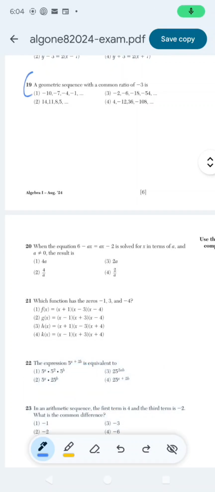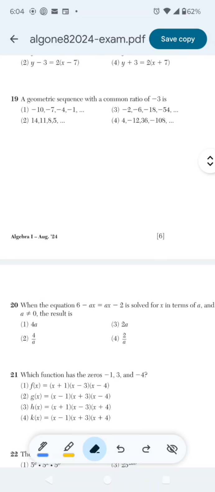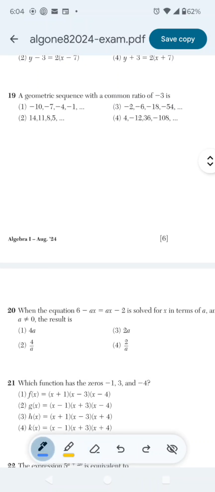Okay, so let's look at question number 19. It says a geometric sequence, geometric is your keyword, with a common ratio of -3. Here, when we have geometric sequences, we are going to multiply the previous number times the given ratio. So they said everything is being multiplied times a -3.